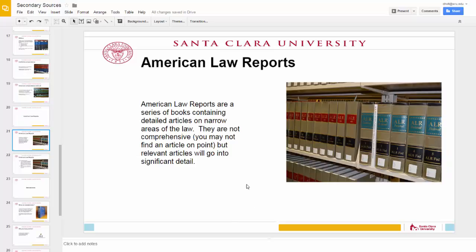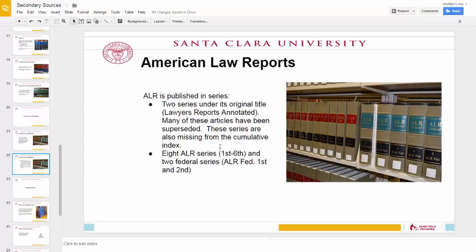American Law Reports is another odd one that is more substantive than what you'll find in an encyclopedia entry. They're not going to be comprehensive, but if you do find a relevant ALR entry, it will go into some detail. And there are 2 different types of series in ALR. There are ALR series 1 through 6, which is a national set, will include references to both state and federal legal materials and topics, and then there's an exclusively federal series that's simply called ALR Fed.